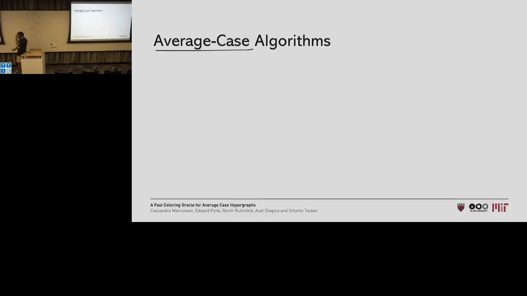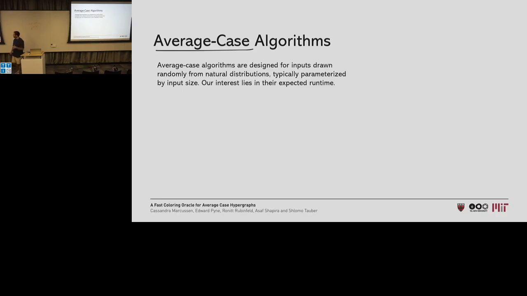Okay, so in the paper we talk about average case algorithms, which are algorithms that are designed for input drawn randomly from some natural distribution. It's typically parameterized by the input size, and when we analyze the time complexity, we look at the expected running time. We focus on the problem of coloring bipartite hypergraphs.